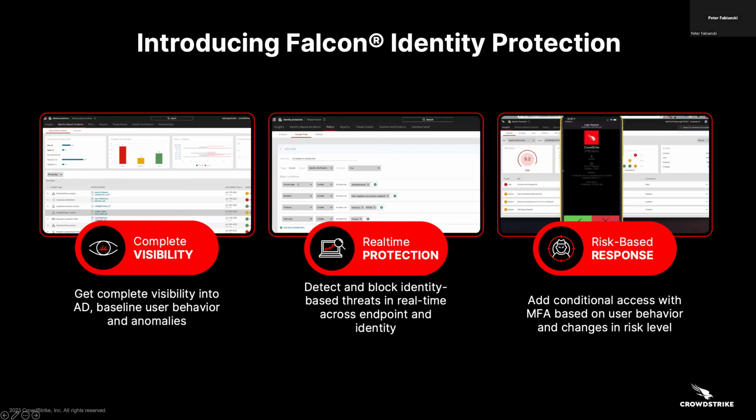And this is where Falcon Identity Protection comes into play. This is where we have the ability to give you complete visibility into your Active Directory, being able to baseline user behavior and anomalies. We can give you real-time protection with different policy-based procedures and automatic blocking and protection against identity-based attacks like Golden SAML and golden ticket attacks. And we can also do conditional access and risk-based response.